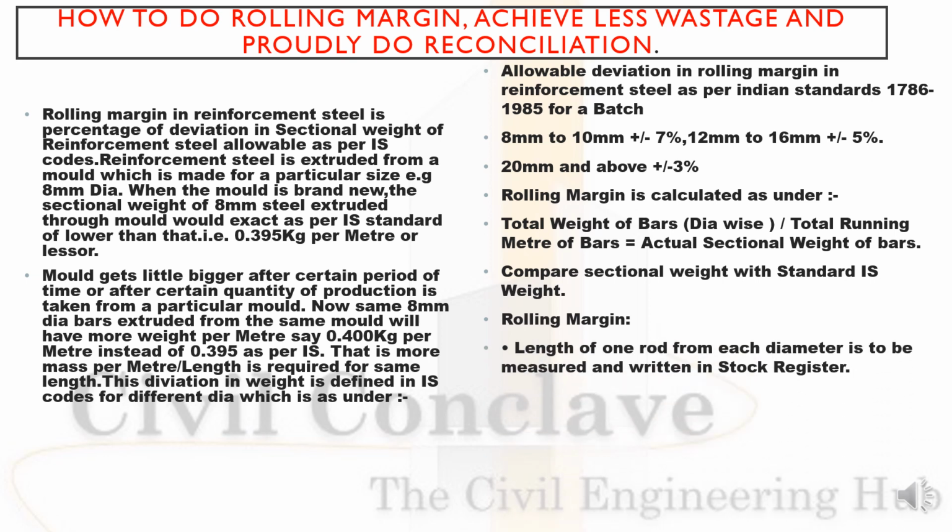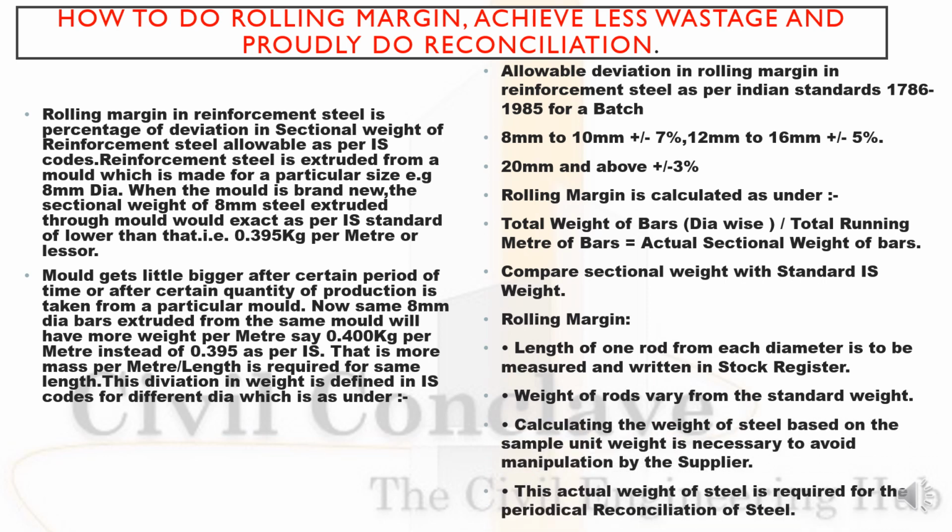Length of one rod from each diameter is to be measured and entered in the stock register. Weight of rods varies from the standard weight. Calculating the weight of the steel based on the sample unit weight is necessary to avoid manipulation by the supplier. The actual weight of the steel is required for the periodical reconciliation of the steel.